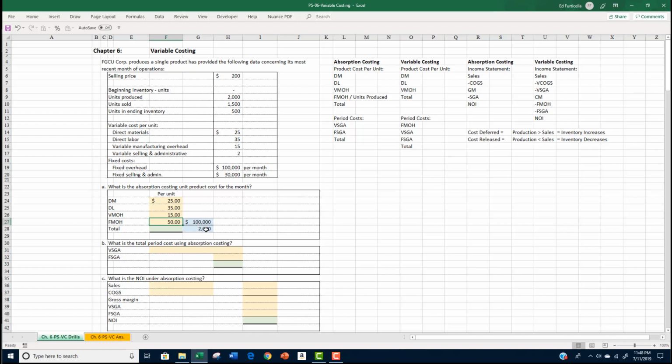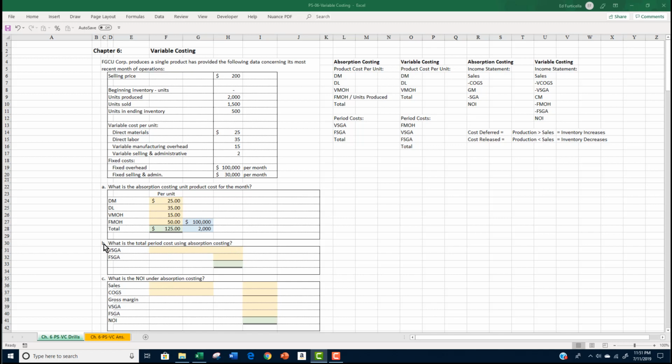At this point, we've determined all the elements of product cost. We have direct material of $25 plus direct labor of $35 plus variable manufacturing overhead of $15 plus fixed manufacturing overhead of $50. They're all on a per unit basis. We add them all up. We get $125. So now let's move on to question B.